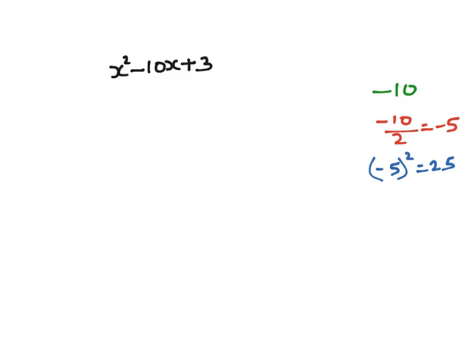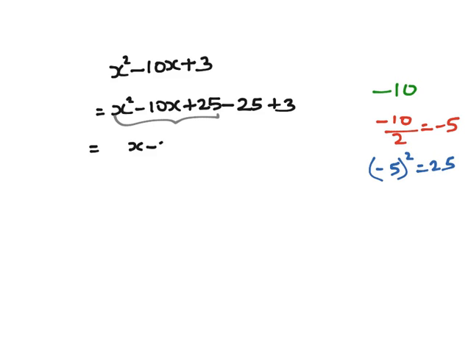Okay, so I'll write this as x squared minus 10x. I'll add the square, which is 25. I'll subtract, and then I'll write the constant term. Now this part, first 3 terms, can be written as x minus 5 squared, and then this part that you see here, minus 25 plus 3, can be written as minus 22. Okay, so you have completed the square.